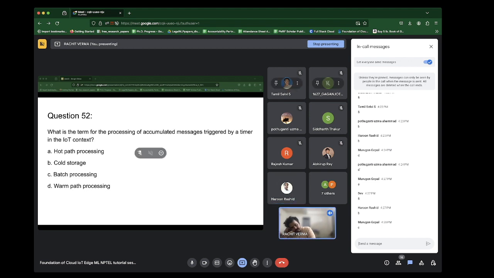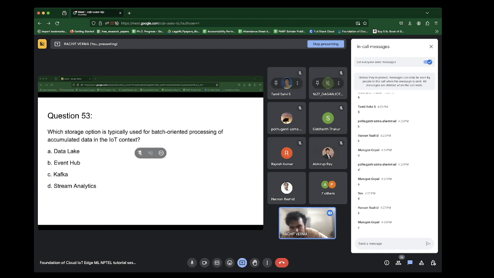What is the term for the processing of accumulated messages triggered by a timer in the IoT context? Someone here was asking, what is batch processing? The options are hot path processing, cold storage, batch, warm path. Any other options? Okay, fine. The answer is batch processing. Let's go to the next one.